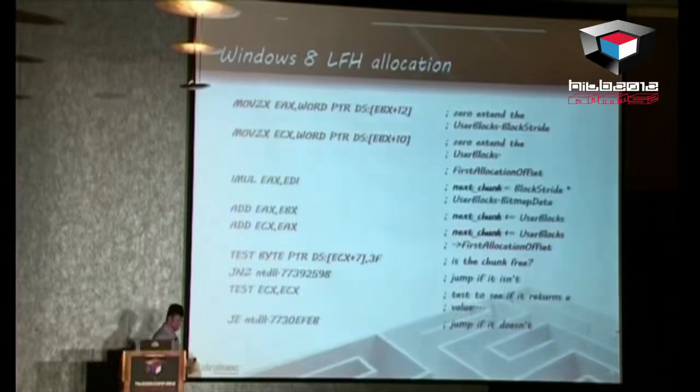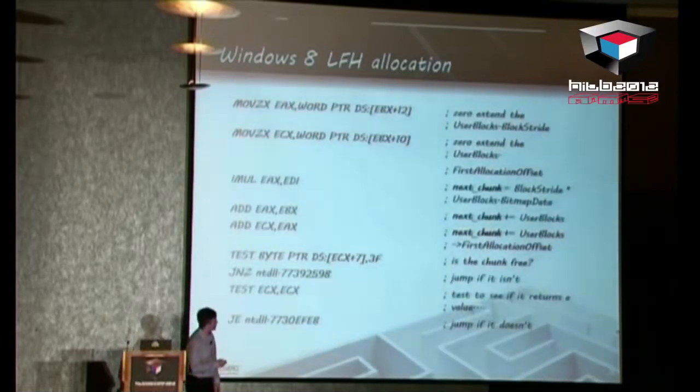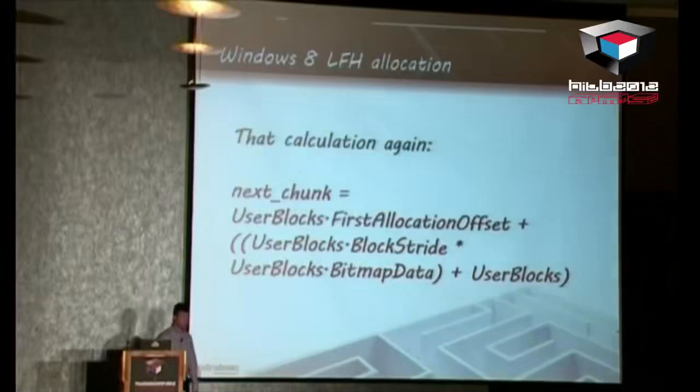And then this is where it gets a little bit more interesting, right? This is where we see where the next chunk is going to be coming from. It sets the block stride times the bitmap data, which we saw get updated, and then it adds the first allocation offset, and then at that point it adds the user block's address. Right? So that calculation works like this. Okay, so this is kind of important. This is how we can work out where.